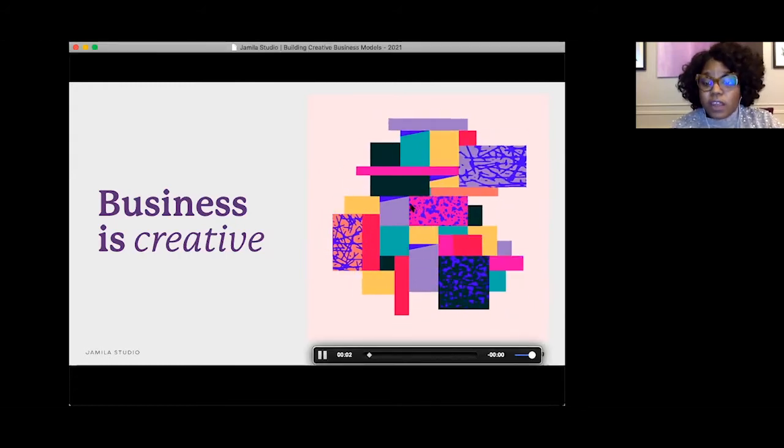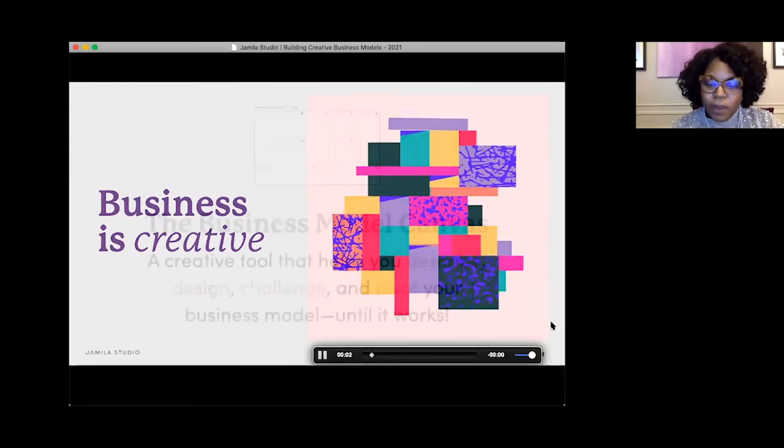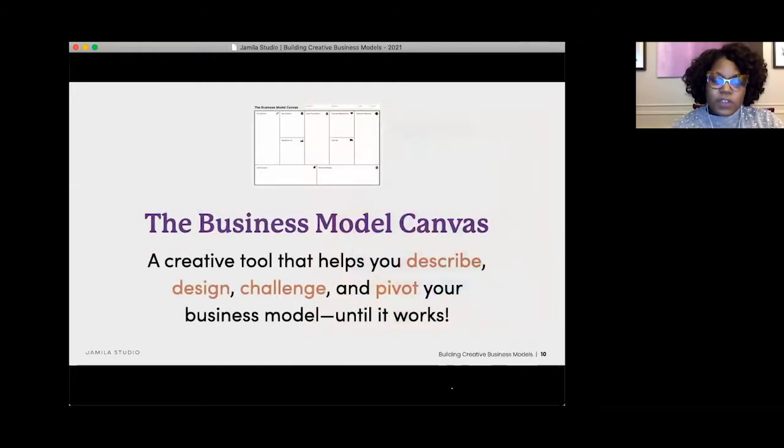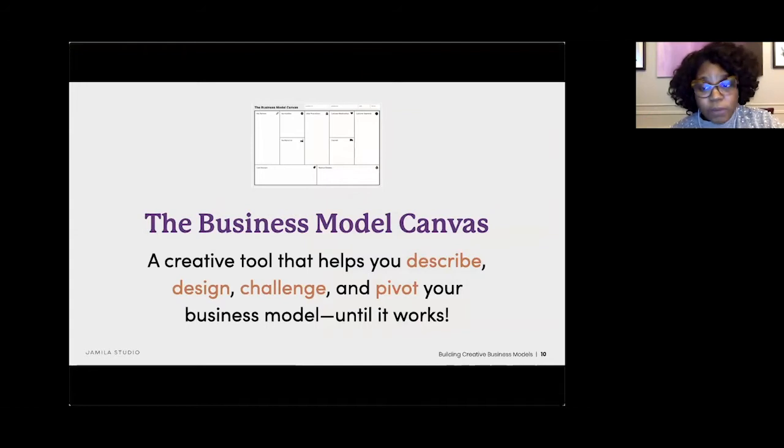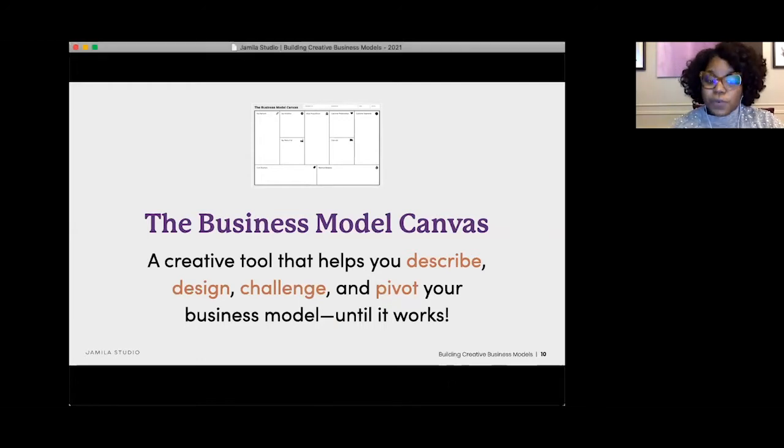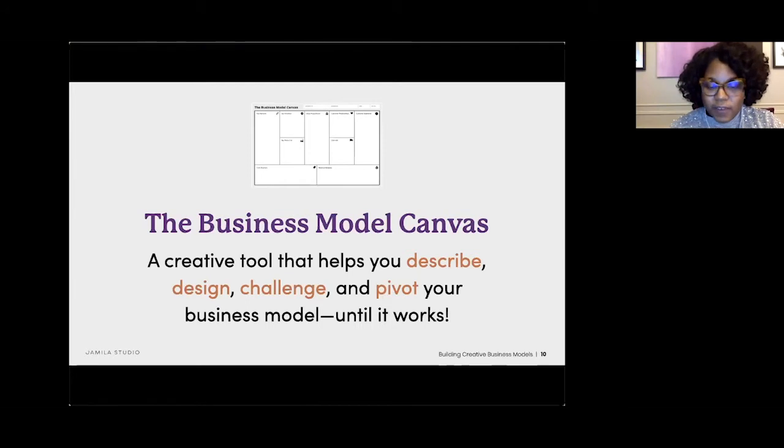So we are really going to build out a business right now, a couple of pieces at a time. When we talk about the business model canvas, which we just dropped the link to again, so make sure you're downloading it from the chat box. A business model canvas is a creative tool that helps you describe, design, challenge, and pivot your business model until it works. So this is really wet clay that we're building out here.